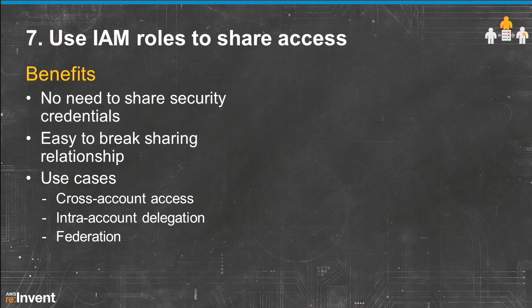It's easy to break the relationship. You kill the role off, or you just take the account ID out of the trust policy that we'll talk about in a little bit. It's easier to break this relationship than if you were sharing access keys, because sharing access keys means technically they could get their own feet and wander off and find their way out.